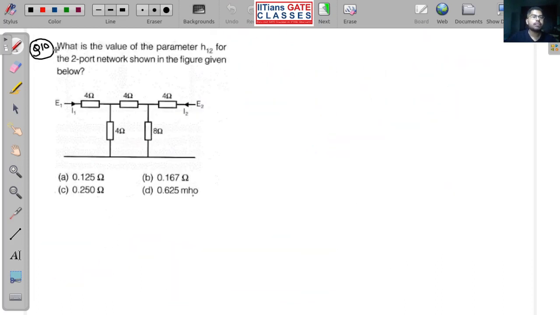Now what is question number 10 here? What is the value of the parameter H12 for the two-port network shown in the given figure? So what is H12? Again they have asked H12, which is equal to V1 by V2 when I1 equals 0. So they have asked this ratio V1 by V2 when I1 is equal to 0, and here it is denoted by E1 and E2. Okay, so E1 and E2 they are asking.